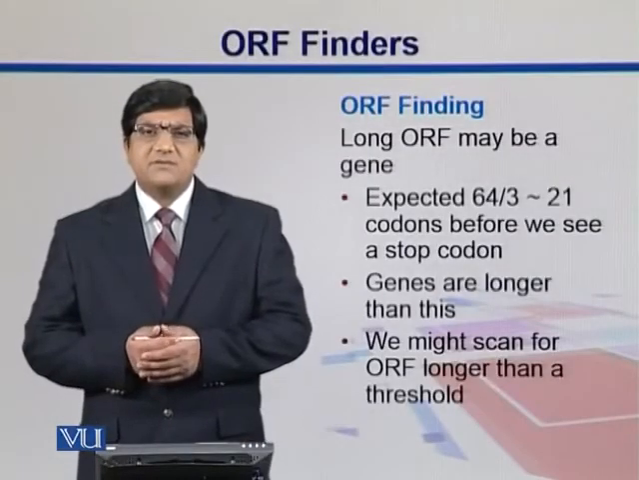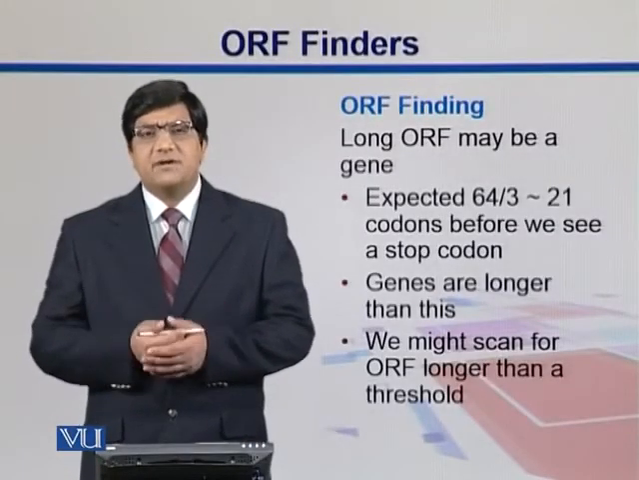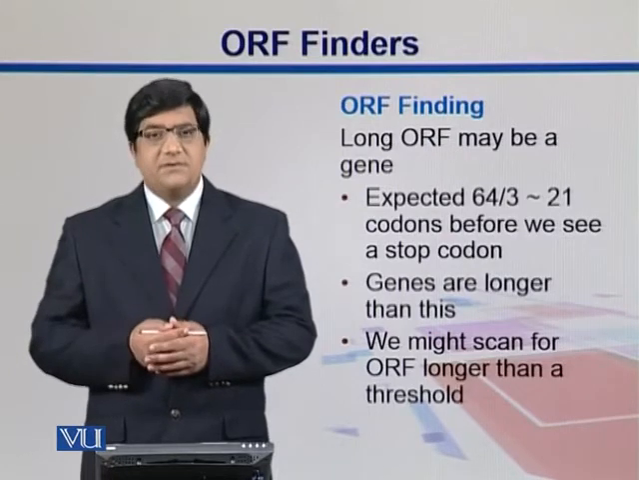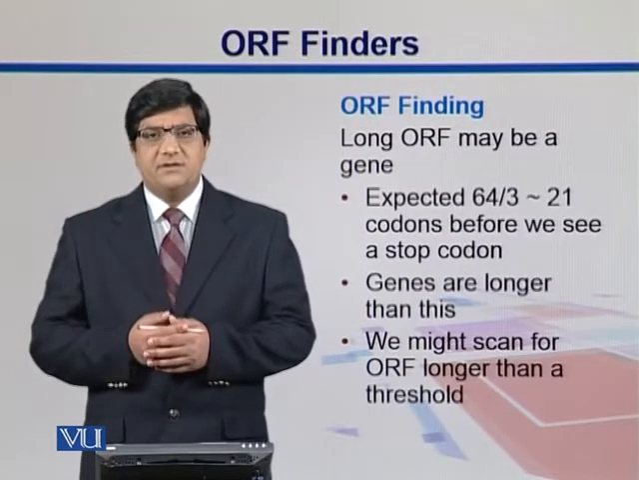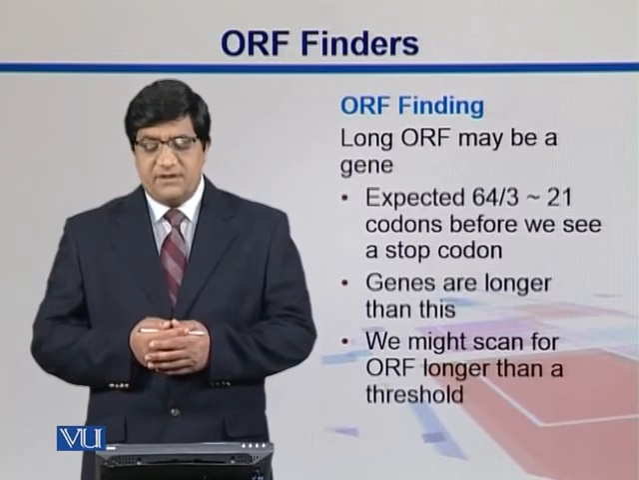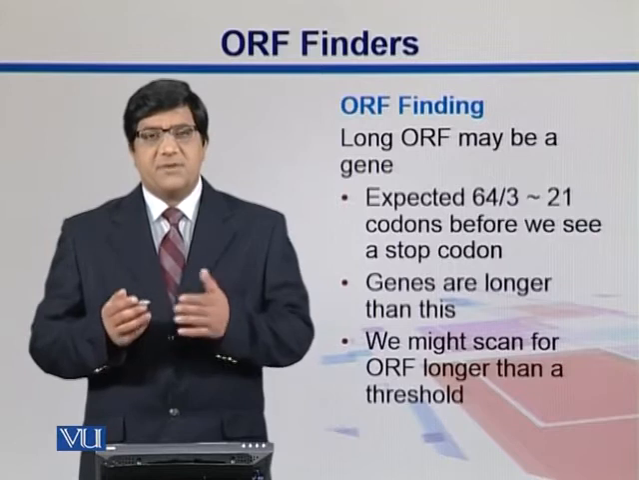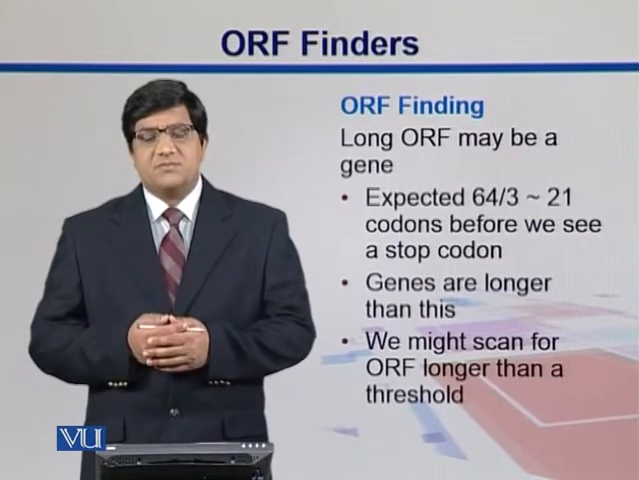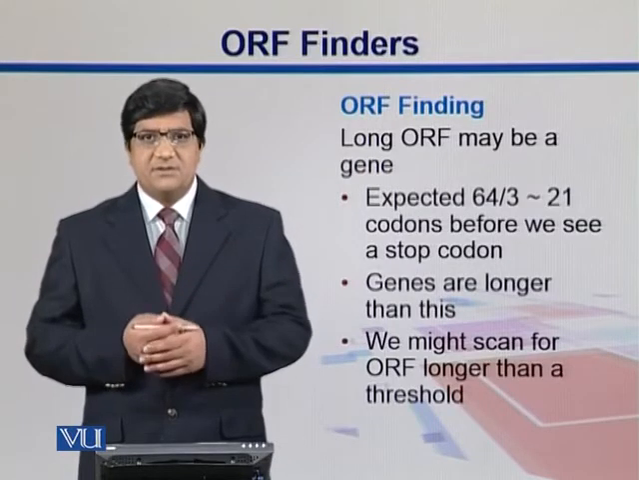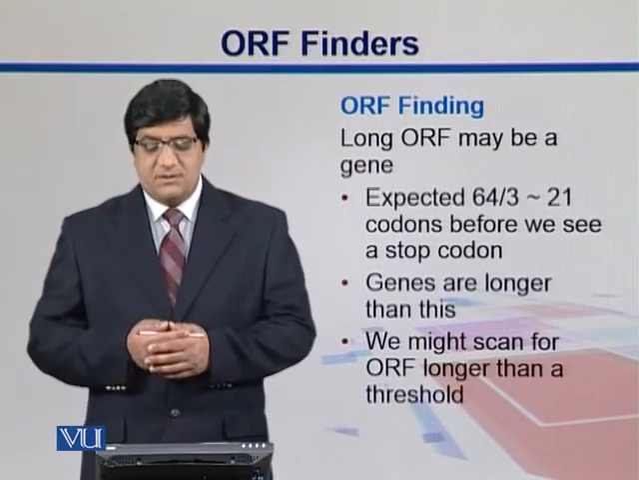So next comes the question: how long should the ORF be? If we look into theory, there are 64 possible codons, and the length of each codon is three nucleotides. So these are actually triplets. In this way, we can expect 21 codons before we see a stop codon. So in that case, our ORF length may be this long.